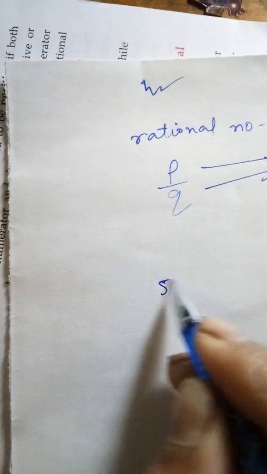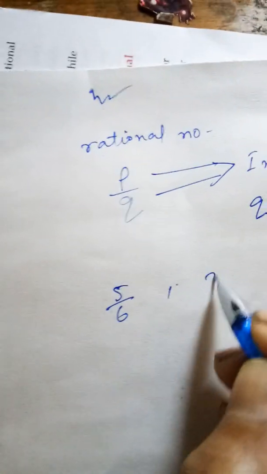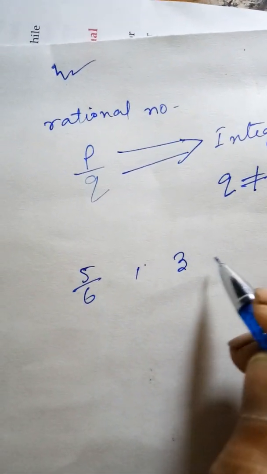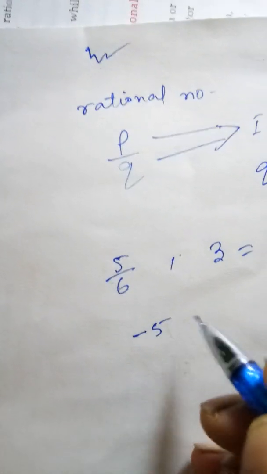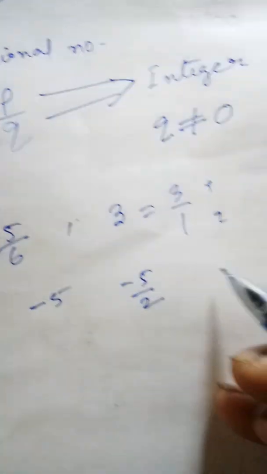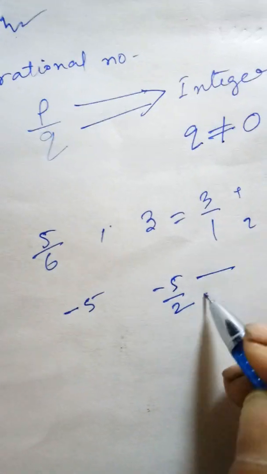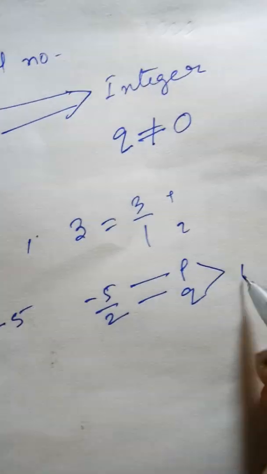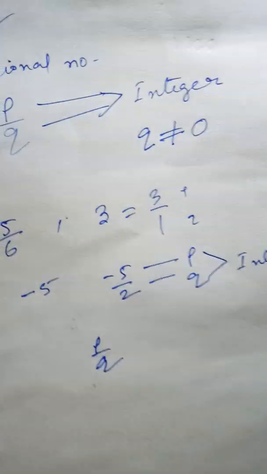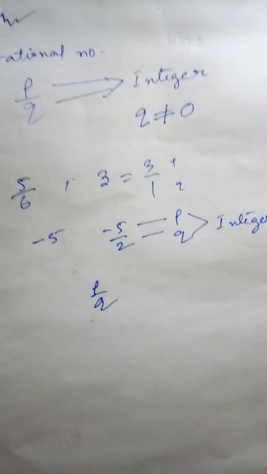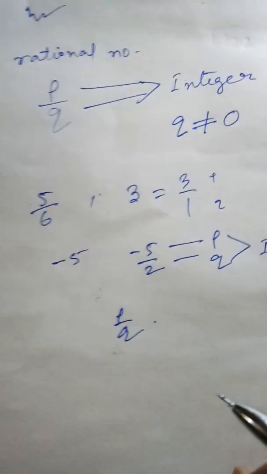Say for example, 5 by 6 is a rational number. 3 is a rational number because 3 is the same as 3 by 1, hence it is in the form of p by q. And minus 5 is a rational number. Minus 5 by 2 is a rational number because this is in the form of p by q and both are integers. So any number which can be expressed in the form of p by q is called a rational number.